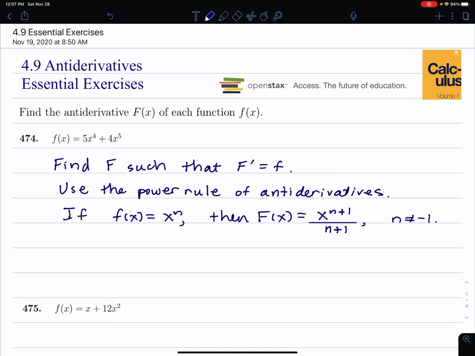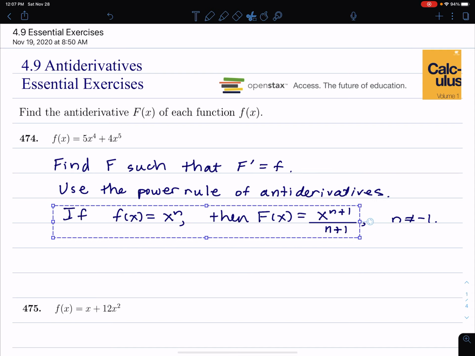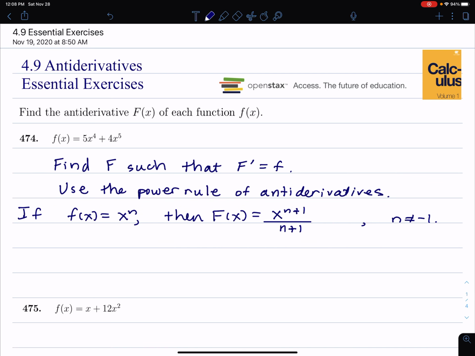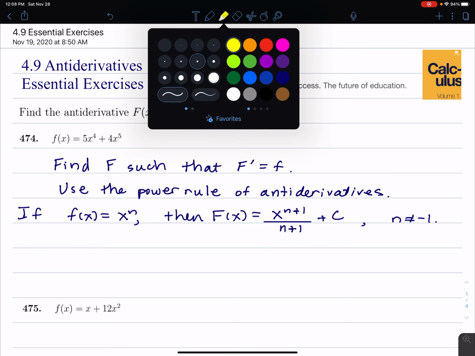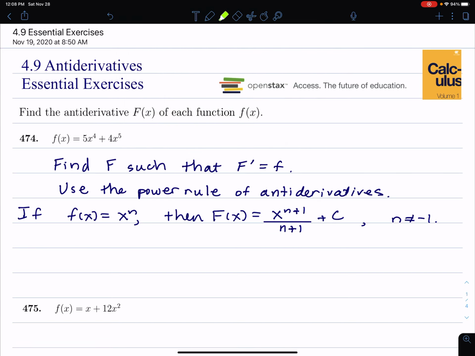Okay, and by the way, I'm going to rewrite this just a little bit. I'm going to write down the general antiderivative by adding c. So let me highlight this, that's a good one to use. We're going to use that throughout. All right. So for this particular problem, as you see a little f of x up here, let me just go ahead and work through this.